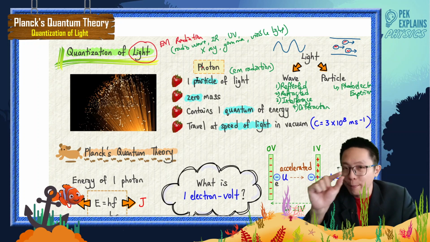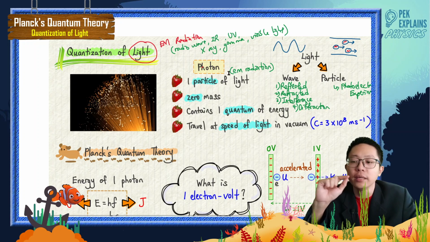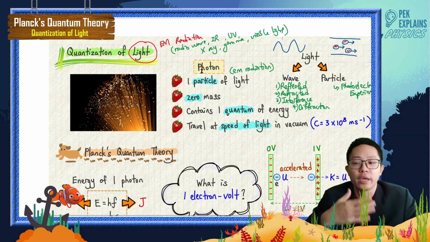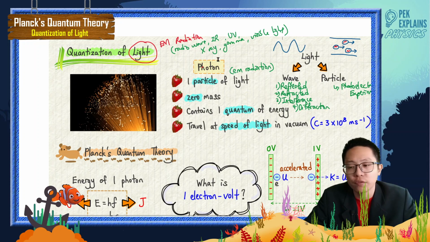So what is actually a photon? A photon is just one particle inside the electromagnetic radiation. So we have photons of radio wave, infrared, ultraviolet, X-ray, gamma, and also visible light. All these radiations have their own photons because they have different frequencies and different wavelengths. We will go into that. So a photon is one particle of electromagnetic radiation.